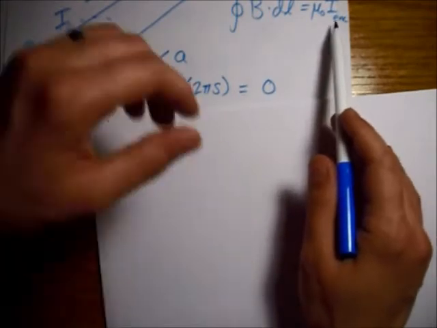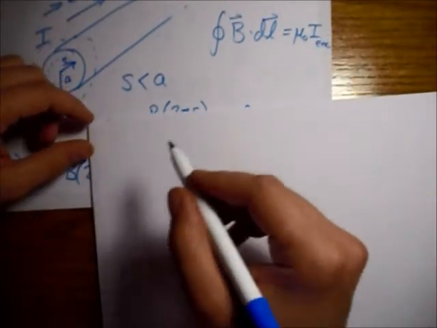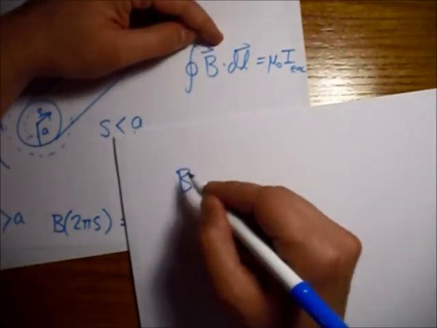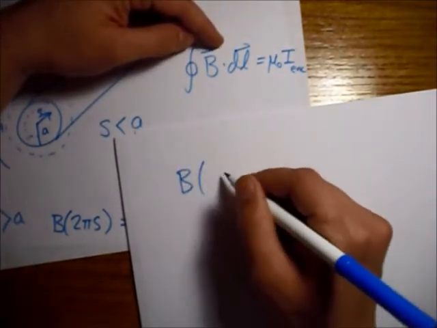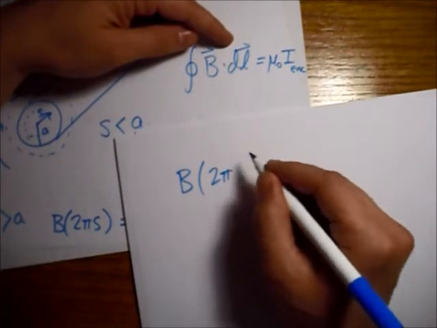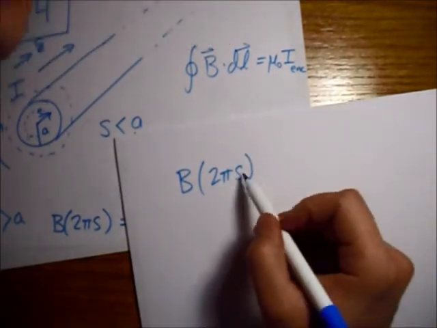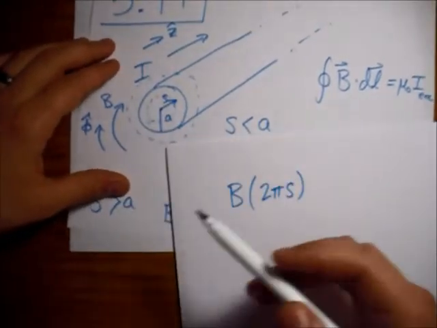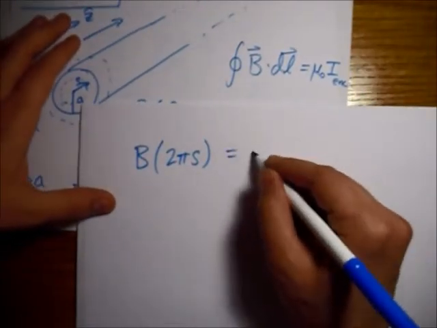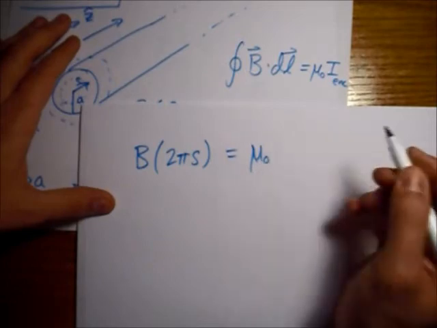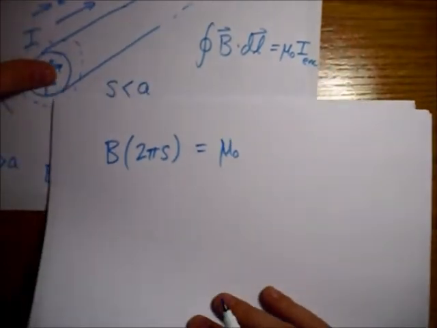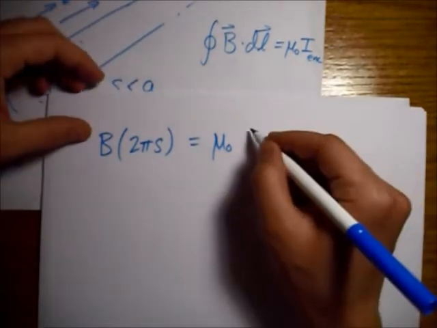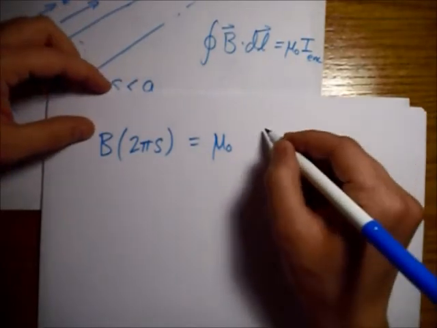All right, so we're trying to find I enclosed. Looking at the left-hand side of this equation, we still have our B, we still have 2 pi s, which again is the circumference of our Ampérian loop right here, equal to mu naught, the permeability of free space, and then the enclosed current. We're just going to integrate our current density again.